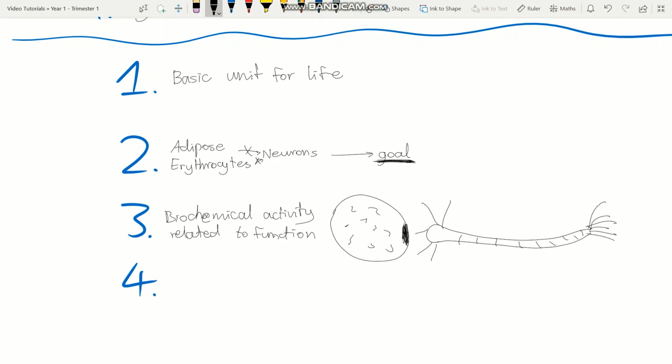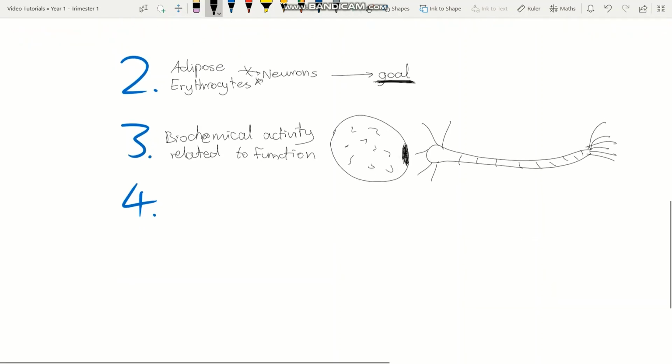Finally, the last central tenet of cell theory is that the basis of life has and is dependent on cells. So generations, from mother to daughter to granddaughter, is all dependent on the activities of a cell.